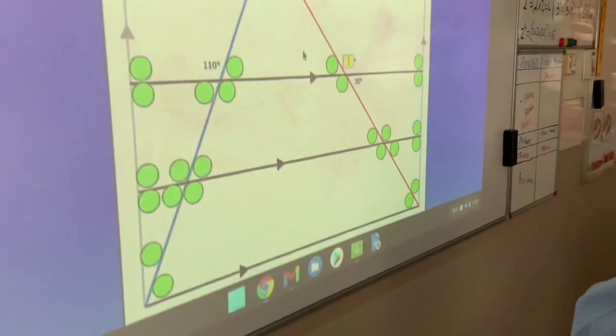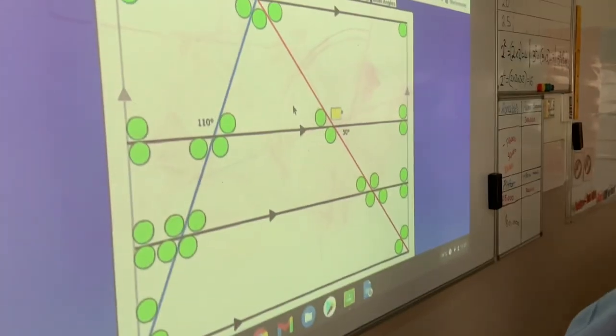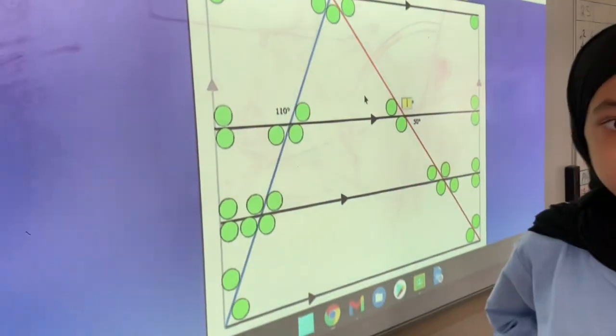Okay, let's start with Ronaldo's. Can you come up and enter some data and explain what's going on here? All right, when you're ready.